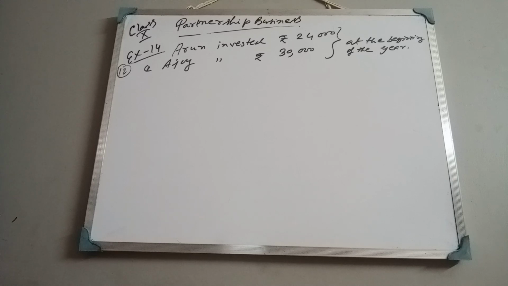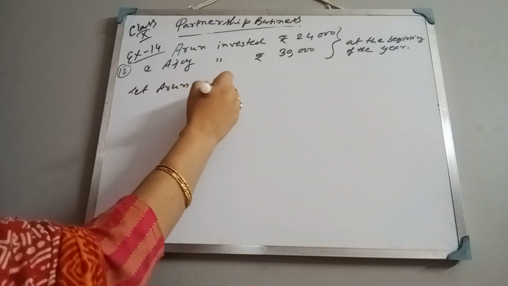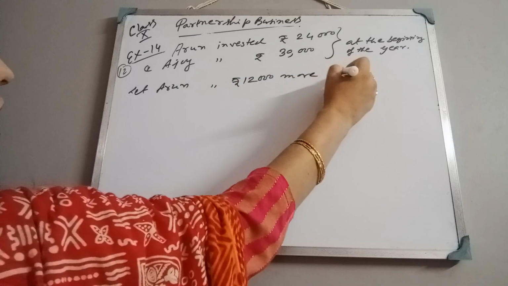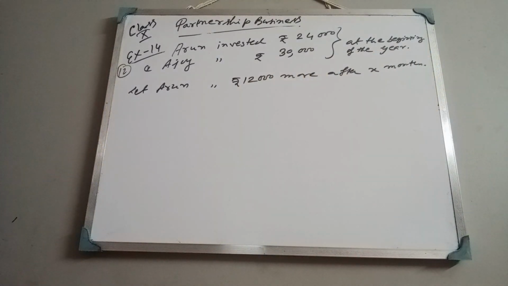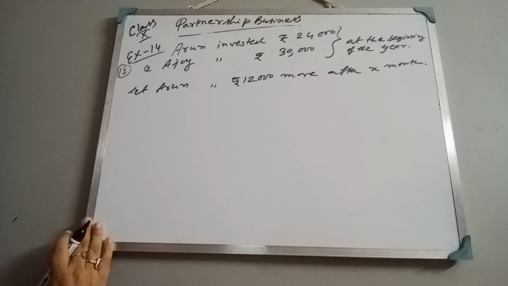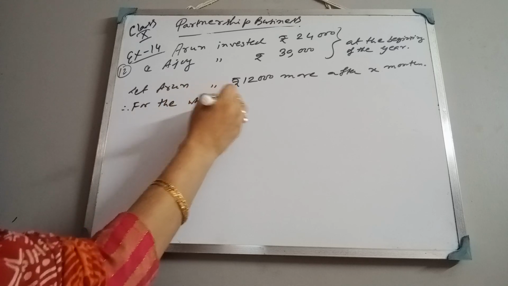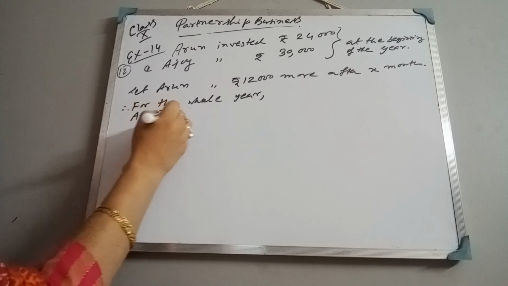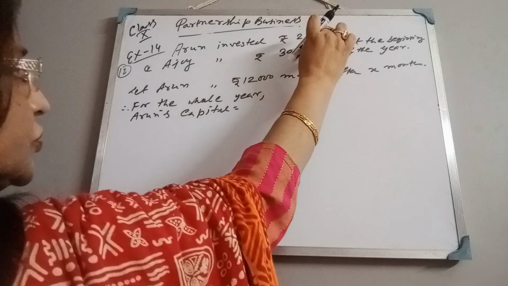Now let Arun invest rupees 12,000 more after X months. That only we have to find out. After how many months he invested rupees 12,000 more. Now, what is the capital for Arun for the whole year? Arun's capital, how much he invested. For the first X months, he invested rupees 24,000.